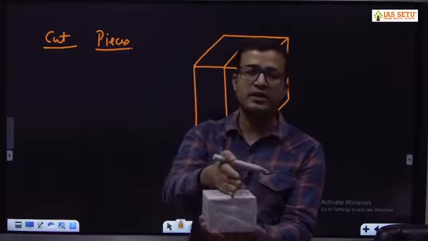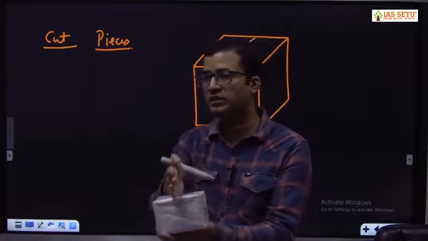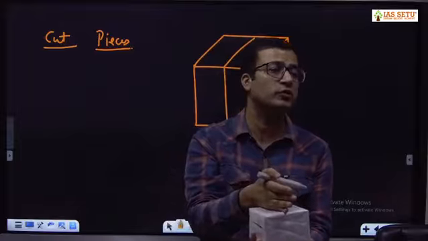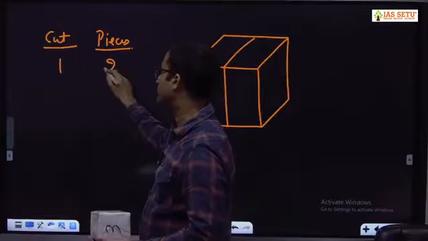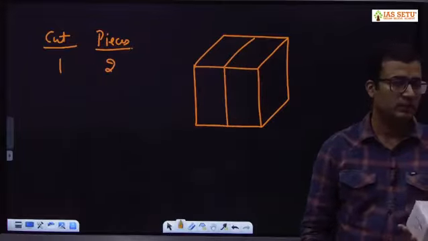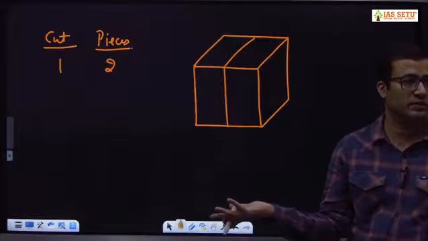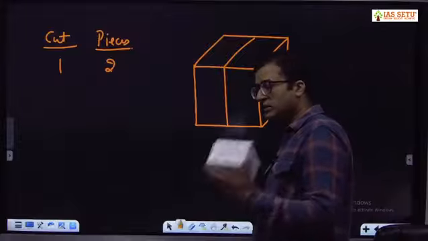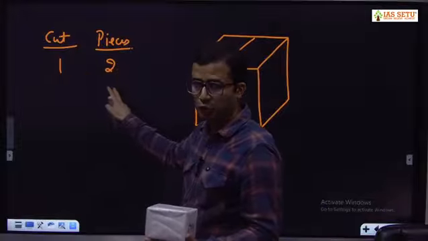If I make one cut on this cube, how many pieces will we get? 2. So if I make one cut, I get 2 pieces. You can see 1 and 2. Simple, right? If you have a cake and you make one cut like this, there will be 2 pieces. On the same axis, if I put one cut, I get 2 pieces.